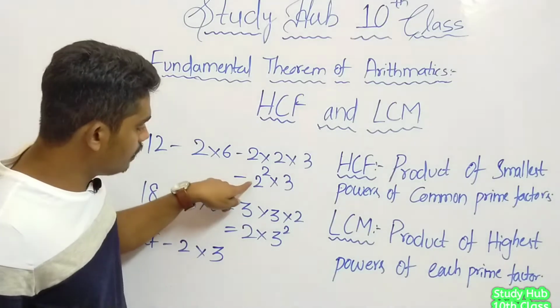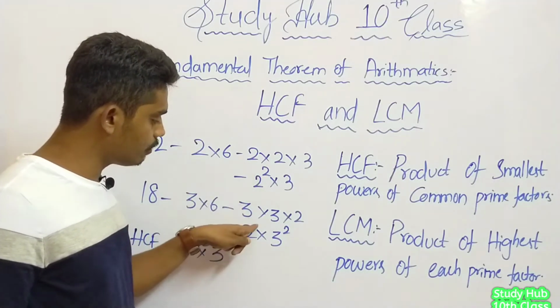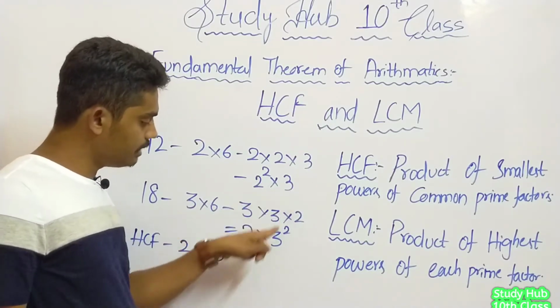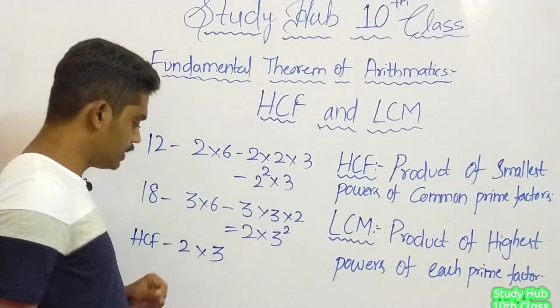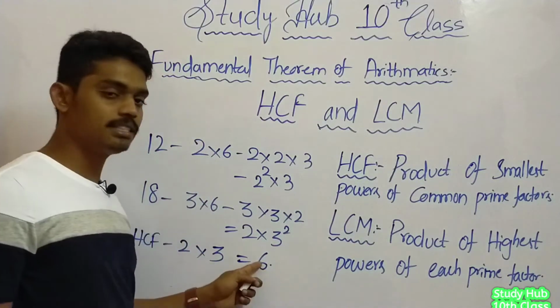And here the power of 2 is square, the power of 2 here is 1, which is lesser, so we take 1. And 3 square, 3 to the power 1 is lesser, so we take 3. 2 3s are 6. So HCF of 12, 18 is 6.